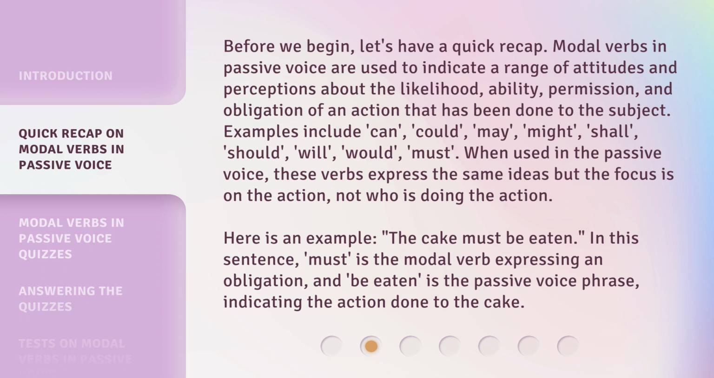Before we begin, let's have a quick recap. Modal verbs in passive voice are used to indicate a range of attitudes and perceptions about the likelihood, ability, permission, and obligation of an action that has been done to the subject. Examples include can, could, may, might, shall, should, will, would, must. When used in the passive voice, these verbs express the same ideas, but the focus is on the action, not who is doing the action.